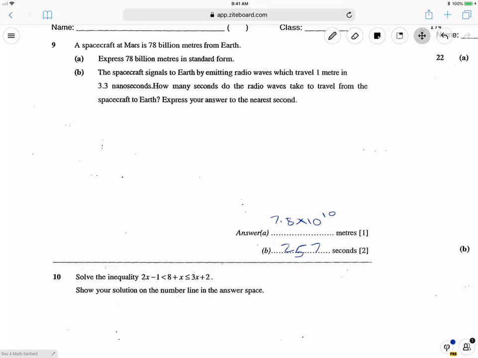So express 78 billion meters in standard form. Now, billion is 10 to the power of 9. So 78 times 10 to the power of 9. Now, that is not standard form, because for it to be standard form, the first digit has to be below 10. So it is actually 7.8 times 10 times 10 to the power of 9. You see, we take out the 10 from the 78, so the 10 will merge with the 10 to the power of 9. So it becomes 7.8 times 10 to the power of 10. Okay, then the next one.